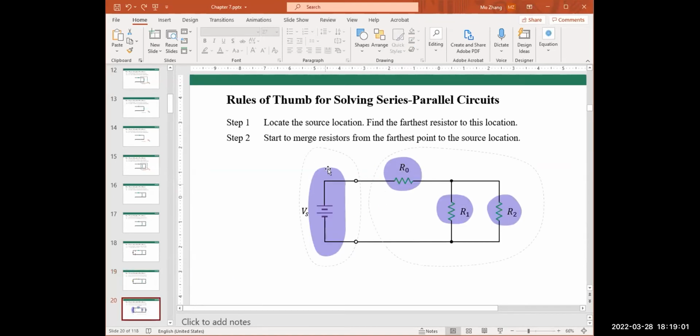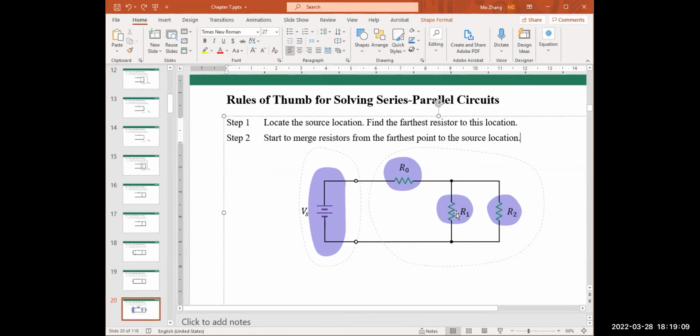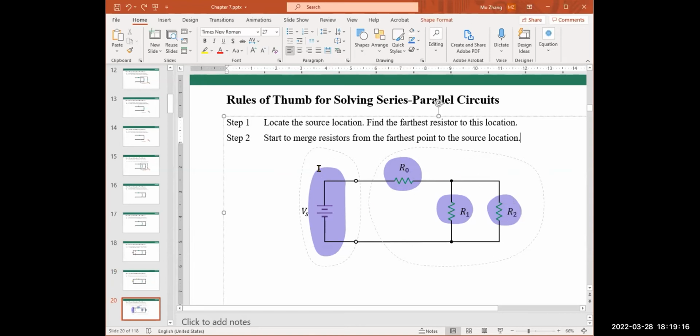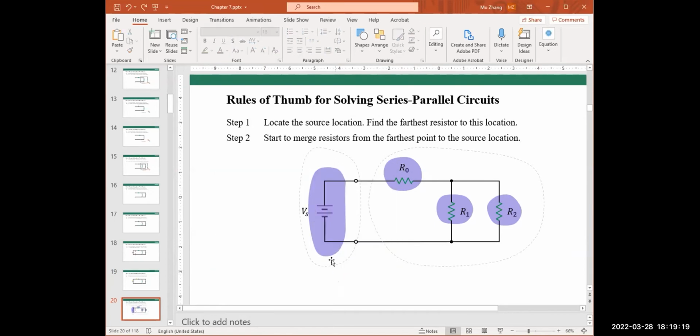This purple means power dissipated almost anywhere: on the R0 resistor, R1, R2, or even the total power dissipation in the system, the total power delivered by the source, called Vs. So as you can see, it's pretty important. Knowing how to merge a series parallel circuit's resistance is a very useful circuit solving technique.